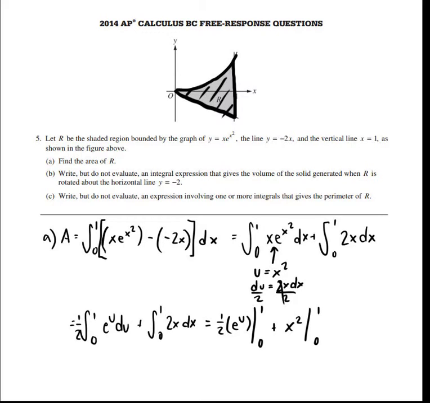Finally, we plug in the values to find the actual value of the integral. We get e over 2 minus 1 over 2 plus 1 minus 0. This evaluates to e plus 1 over 2, which is your final answer for the area of R. Possible mistakes for this problem include adding the areas under each line instead of subtracting the second one, or incorrectly doing u substitution for the x times e to the x squared.